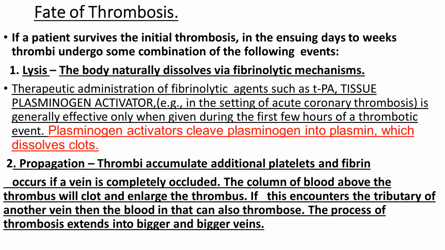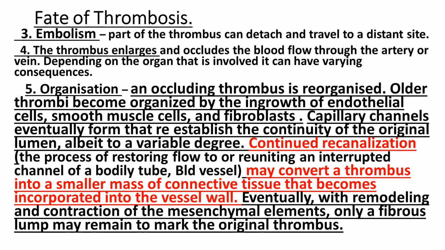Propagation: thrombi accumulate additional platelets and fibrin until a vein is completely occluded. Number three is embolism, where a part of the thrombus can detach and travel to a distant site. Number four is the thrombus enlarges and occludes the blood flow to the arteries or veins, depending on the organ that is involved. And finally, we have organization, where an occluding thrombus is reorganized.